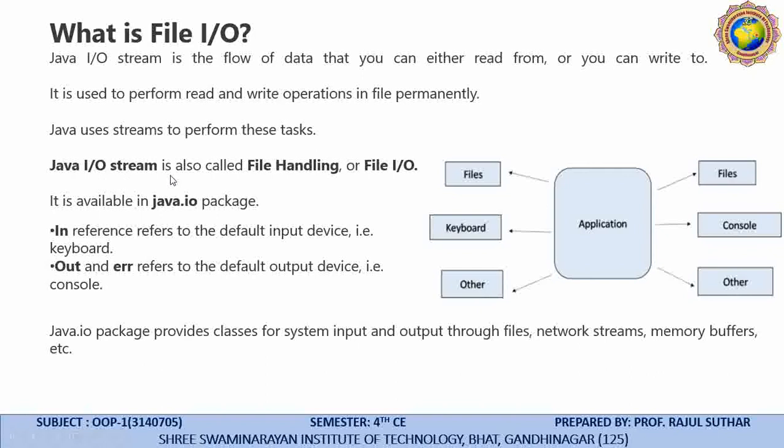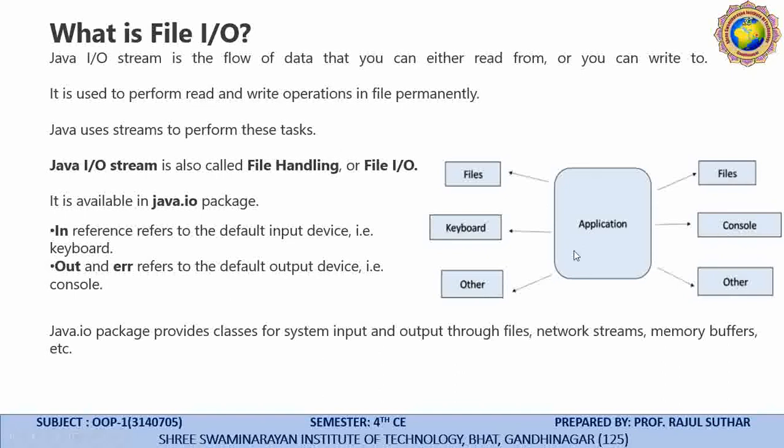Java IO stream is also called file handling for file input and output. It is available in the java.io package. In refers to the default input device, meaning the input device. Here the keyboard is one input device. Out and Err refer to the default output device. Here the console is our output device.